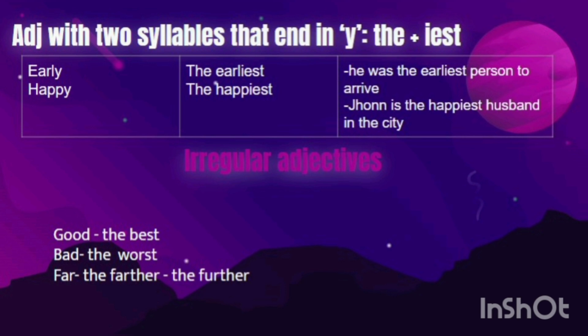Now, the last one, adjectives with two syllables that end in y, we add the and the adjective plus est. For example, happy, the superlative form, the happiest, and the example, John is the happiest husband in the city. And we have irregular adjectives again. For example, good is the best, bad is the worst, far the farthest or the furthest.